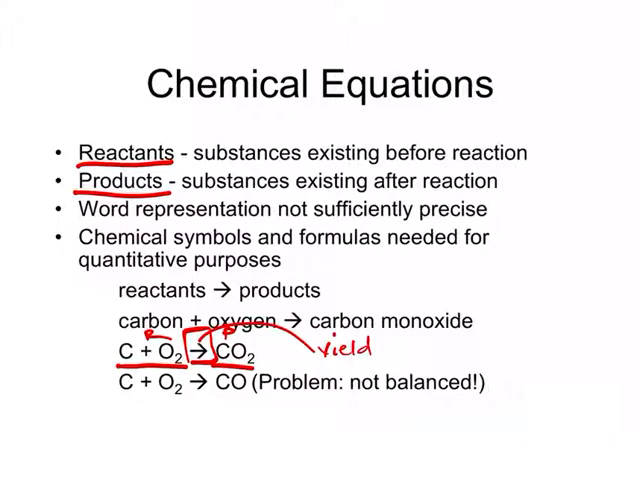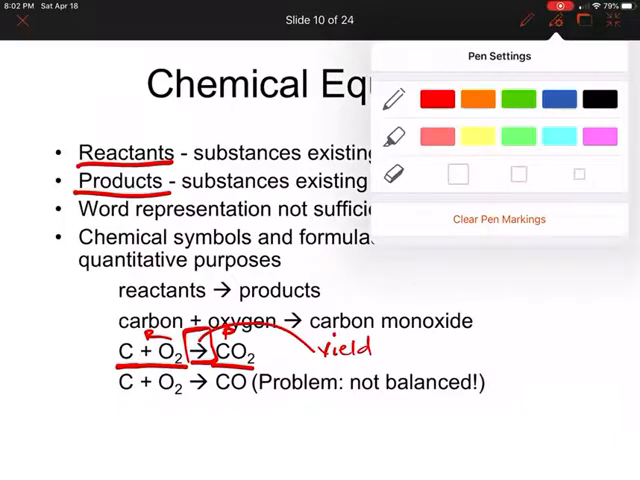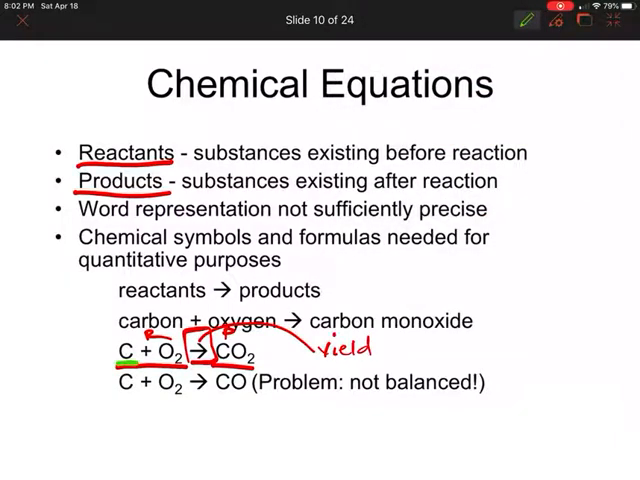On this first one, everything's good. It's all balanced. Let me switch my pen color for a minute. You can see there's one carbon here and two oxygens here, and one carbon here and two oxygens here. So everything's good. But if you look at this one below, there's one carbon and two oxygens on the left, but on the right side of the equation, there's one carbon and only one oxygen. So it's not balanced. That's what we have to do in this next section: figure out how to balance equations.